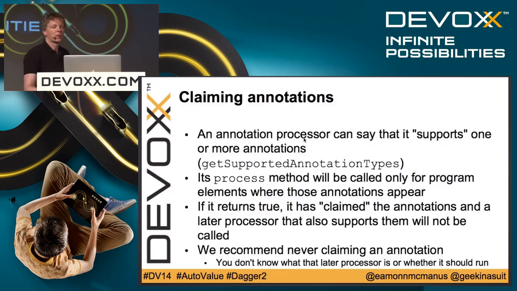So there is this notion, I don't really want to dwell on it, of claiming annotations, where you can basically say, okay, I've handled this annotation. Don't bother calling any other processor for this annotation. So that's what the return value from the process method means. If you return true, you're saying, okay, I've done this. No other processor has the right to look at this. We're pretty sure that you never want to do that. We're pretty sure that you'll always want to return false because you really don't know what those other processors are going to be doing. And so how can you be deciding unilaterally that they can't?